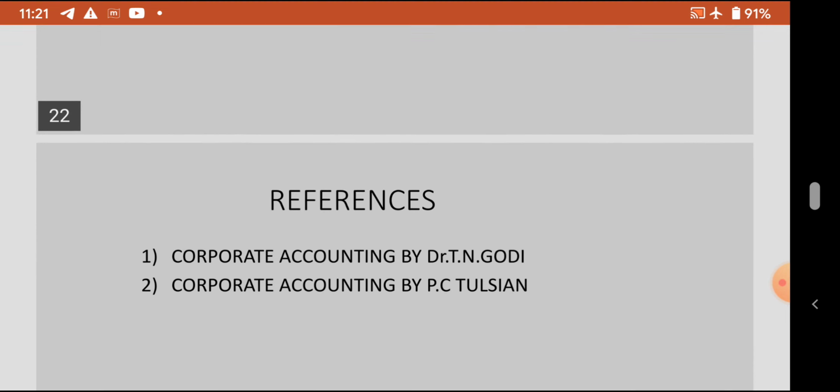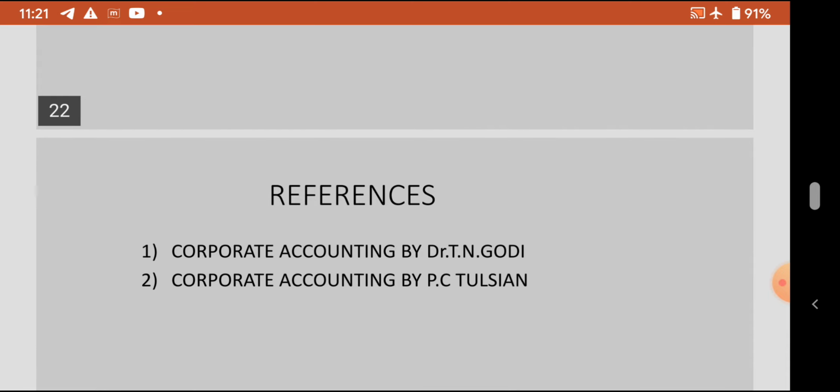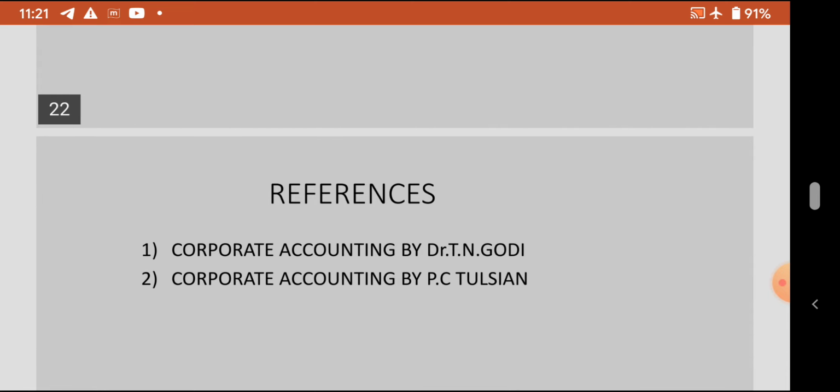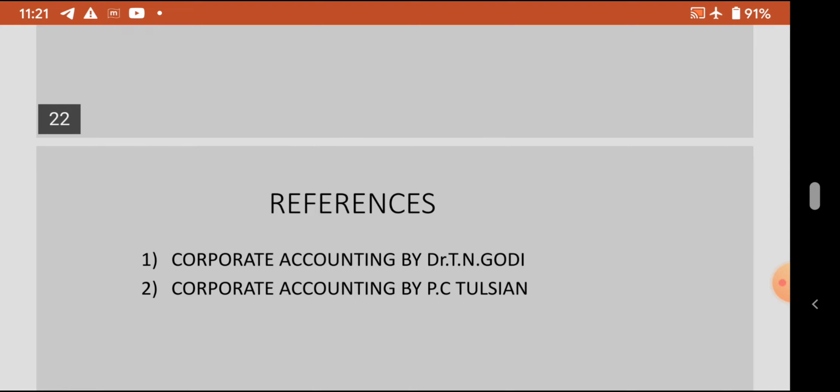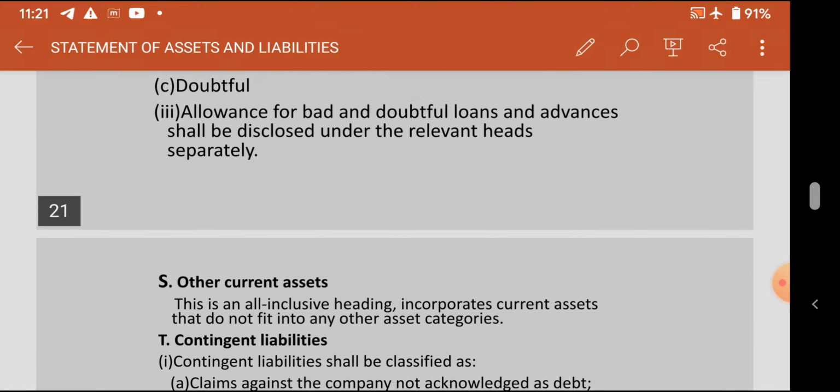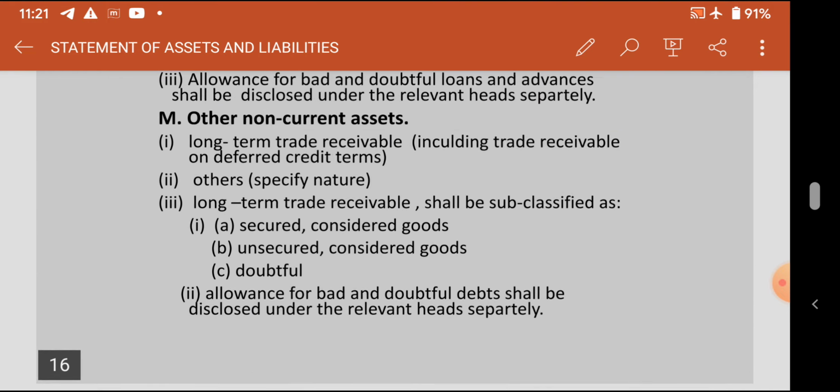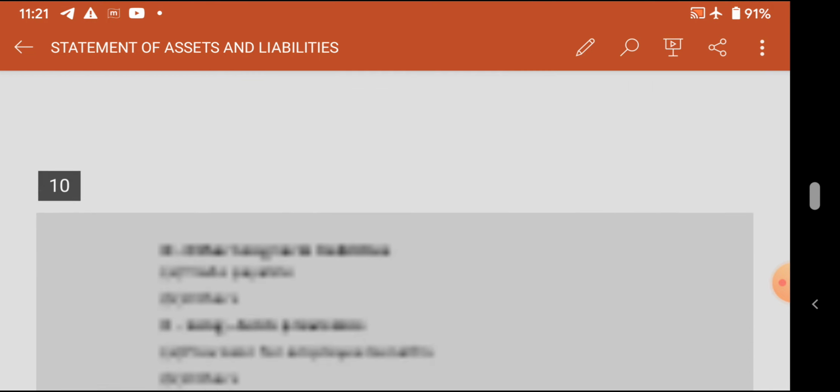For further references, you can either refer to Corporate Accountancy by Dr. T.N. Godi, Corporate Accountancy by P.C. Tulsian, or Corporate Accountancy by M.B. Kadkol also you can refer. So these are the notes that have to be prepared while we prepare the balance sheet.